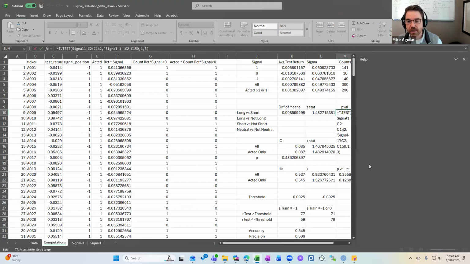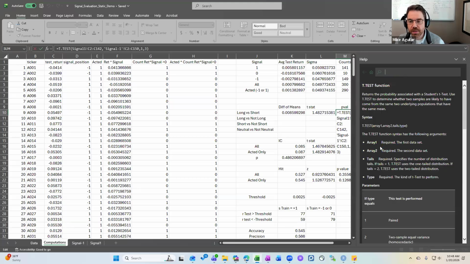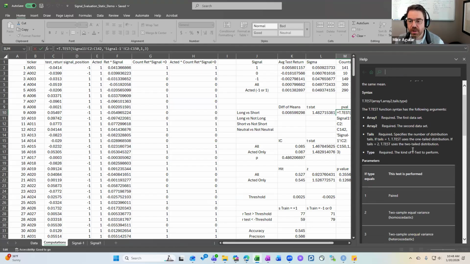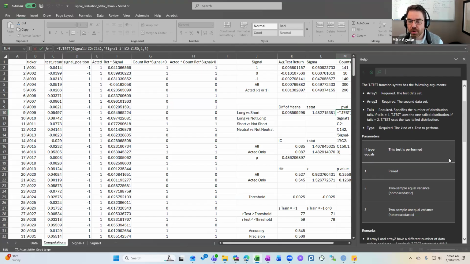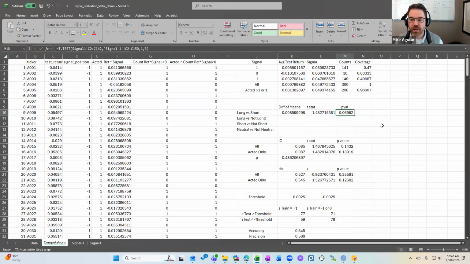If you click on this over here, you can see the bits and pieces: array 1, array 2, the tails, it's 1, so it's a one tail. And then the type of t-test to perform. The third one is a two-sample unequal variance for heteroscedasticity. That's a p-value of 0.069.